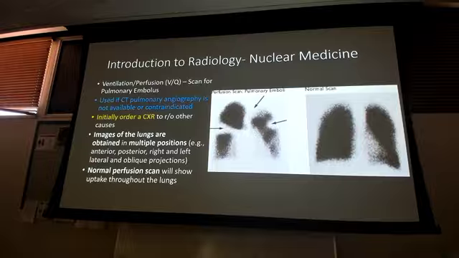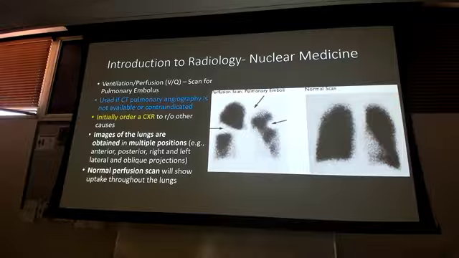CT pulmonary angiography is the study of choice. We'll get into that more. But this VQ scan or ventilated perfusion is what you're going to use for pulmonary emboli, clots in the pulmonary vasculature, in patients that you can't give the CT to. Okay? You can't give the CT to the patients. It's a CT with contrast. You suspect PE, they got renal failure, right? Can't give them the contrast, they have renal failure. VQ scan.